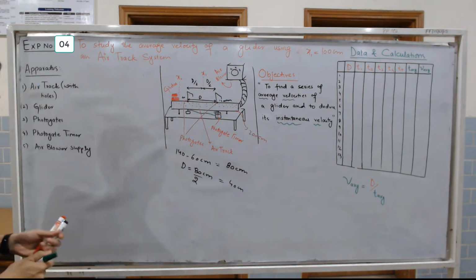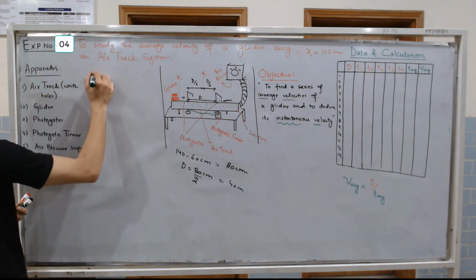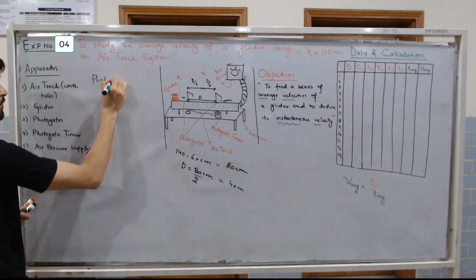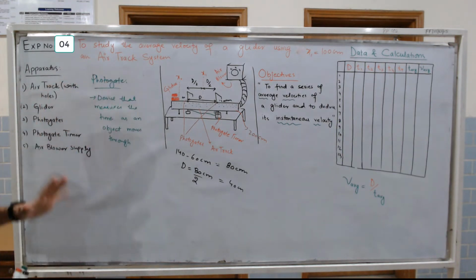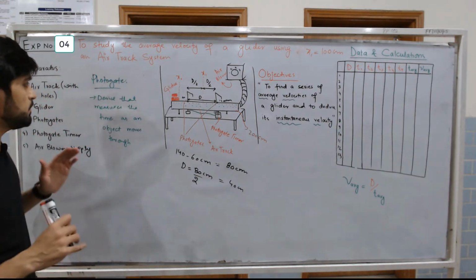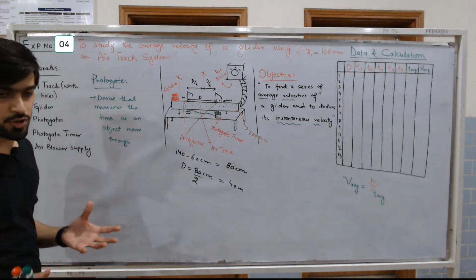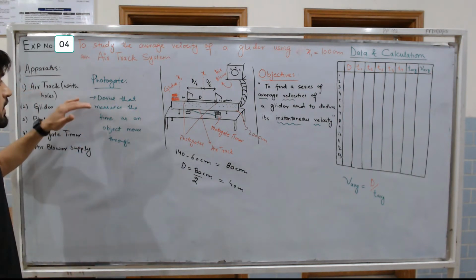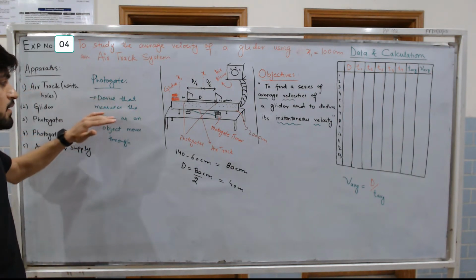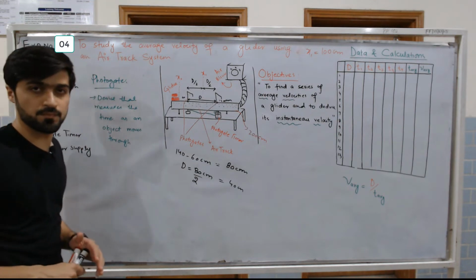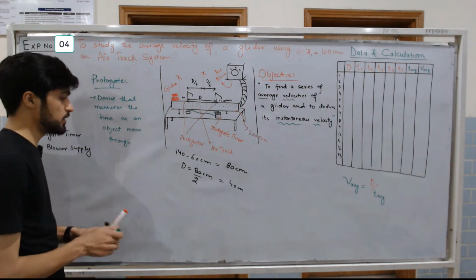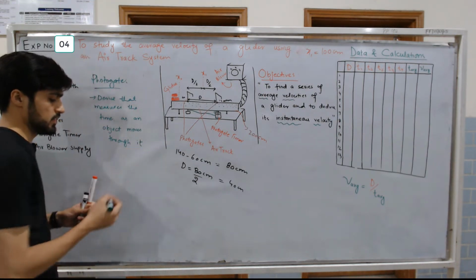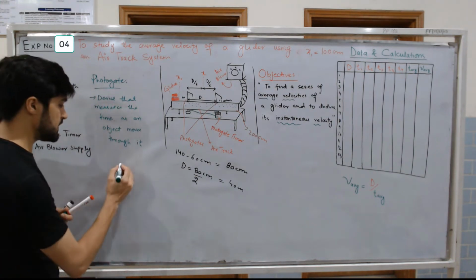Now what is a photo gate and what is its purpose? In simple words, it is used to study the motion of an object, and it is a device that measures the time as an object moves through it. And how does it work? Let's say this is a photo gate.